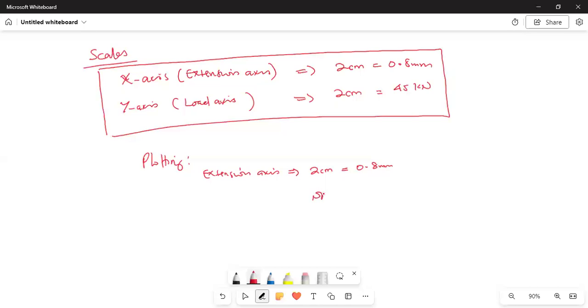Note that the 2 centimeters is one large square containing 10 small boxes.